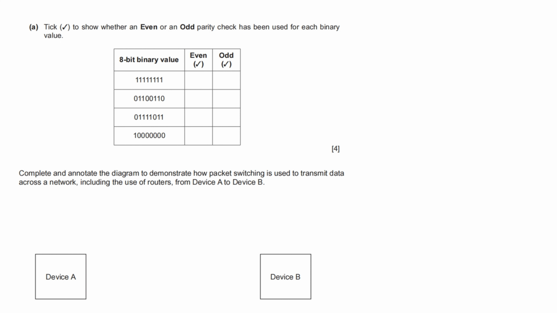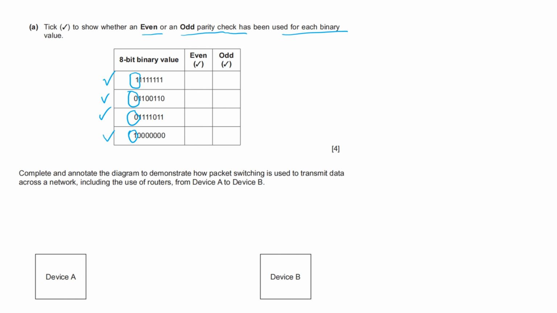Tick to show whether an even or an odd parity check has been used for each binary value. Okay, so we have these binary values. We need to check whether each binary value is using even or odd parity. The last bit, the most significant bit, is used as the parity bit. So these are the parity bits.